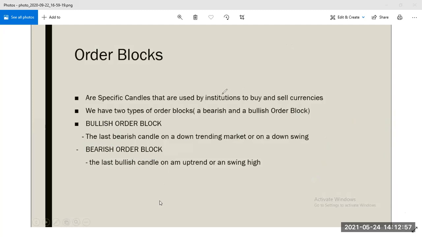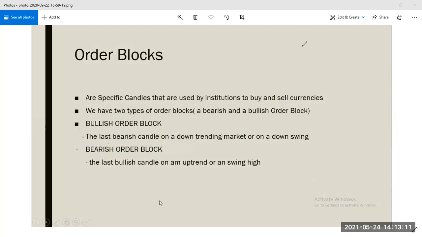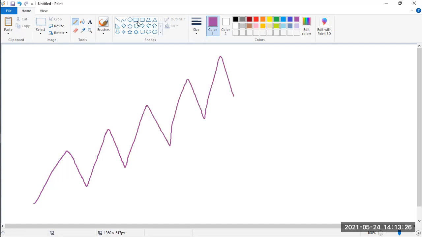So in an uptrend, when price is going up, we are looking for bullish order blocks, which are the last bearish candle. When price is coming down, we are looking for bearish order blocks, the bullish candle, right? So most of the time, when price is making higher highs, higher lows, like this, okay, higher highs, higher lows, most of the time the higher lows are going to be on order blocks, old order blocks.